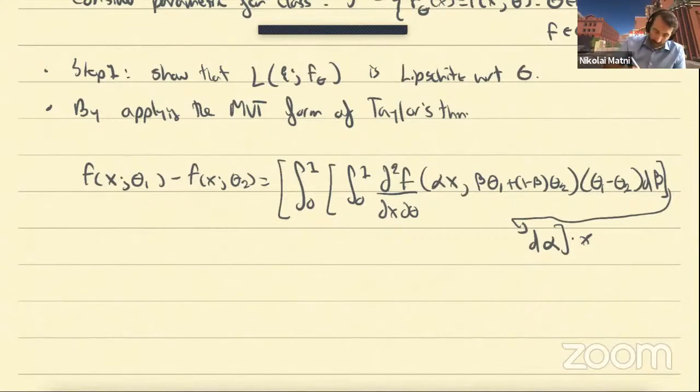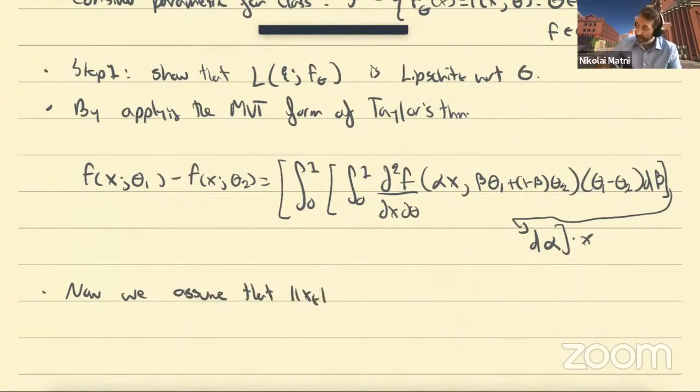So now what we need to do is we're going to assume that the norm of x_t is less than or equal to some gamma_t, with gamma to be determined.